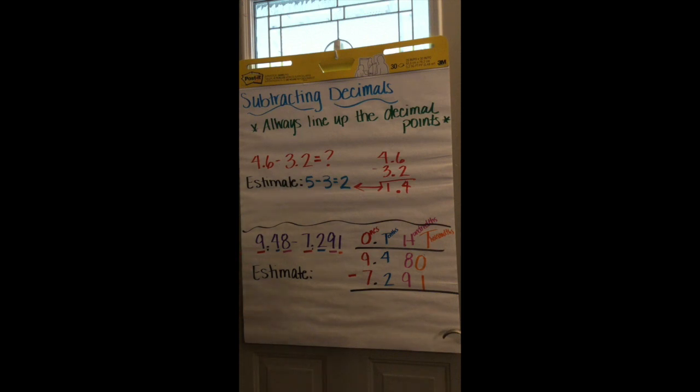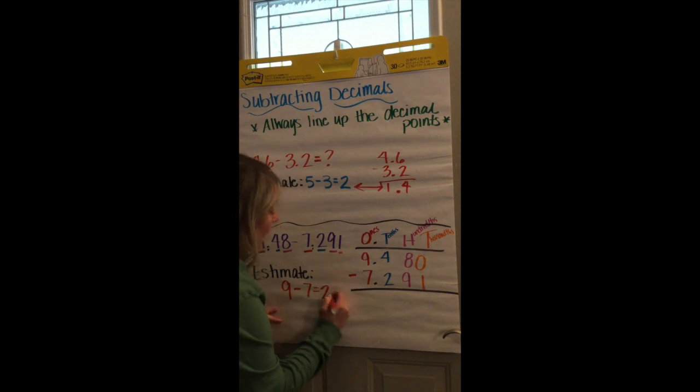But before I do the actual subtraction, we need to make our estimate. So 9 48/100ths, I am going to estimate that to 9. And then I've got my 7 291 thousandths. So I'm going to estimate that to 7. And my estimate for that one is going to be a 2.